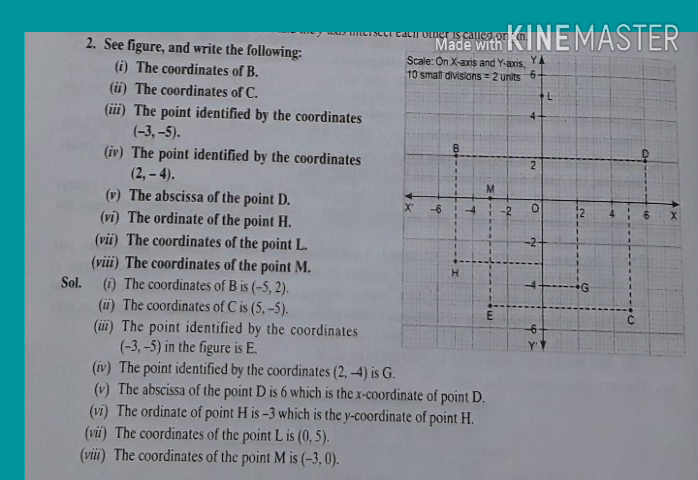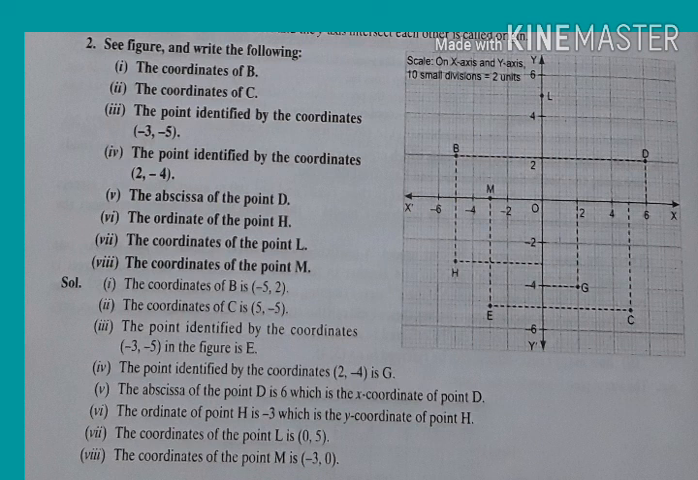Okay. Then the first question is, what are the coordinates of B? So we should write the answer in brackets. First x value, then y value. So for B, what is the x value? Negative 5. Y value is 2. So its coordinates are negative 5, 2. Then the second sub question, what are the coordinates of C? Same way, x value is 5, y value is negative 5. So its coordinates are 5, negative 5.